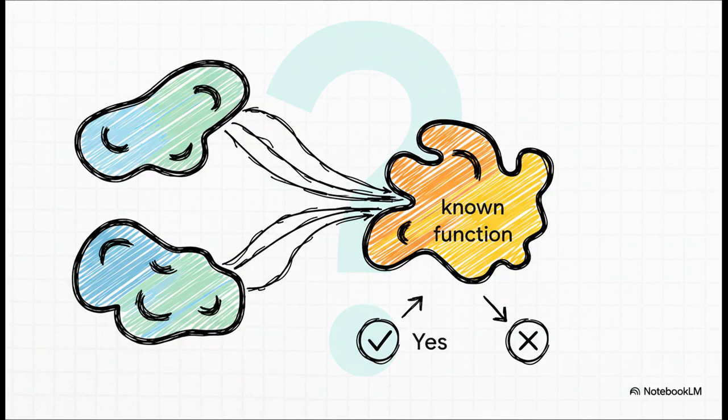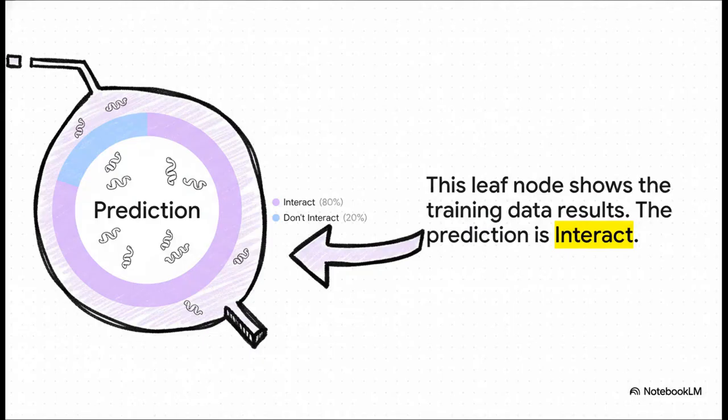Okay, so for our protein pair, let's say the answer is yes, the correlation is really high. So we follow that branch down to the next node, and it asks us another question. Do these proteins share a known function? And again, it's just a simple yes or no. Okay, let's say we answered yes again. Boom, we've just arrived at a leaf node. This is the end of the line for this piece of data.